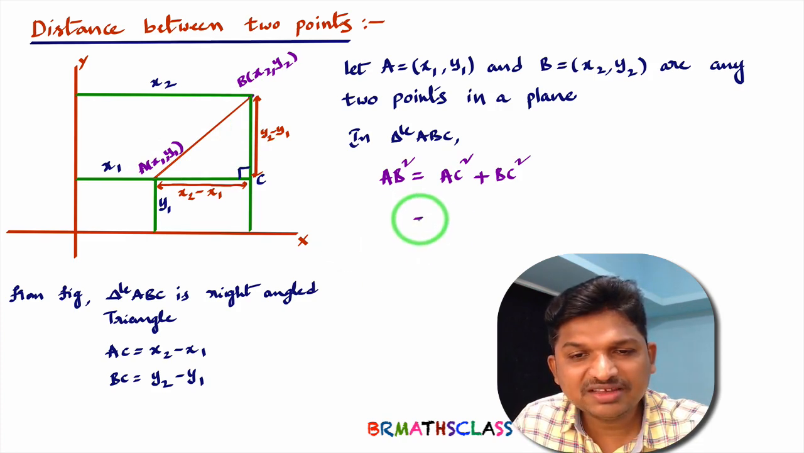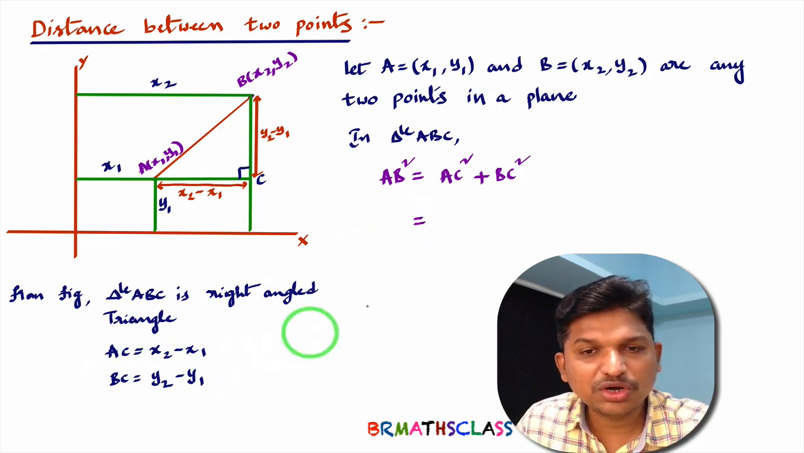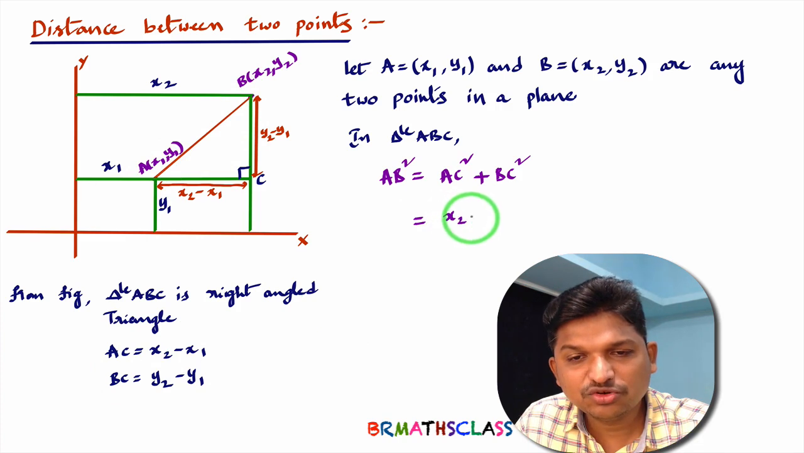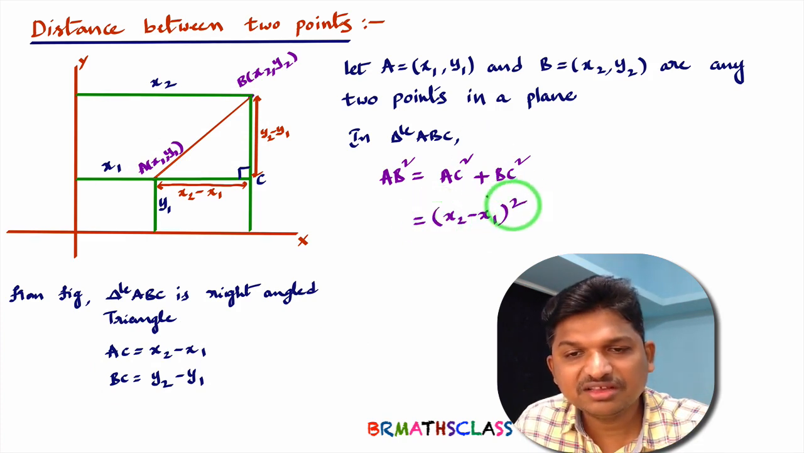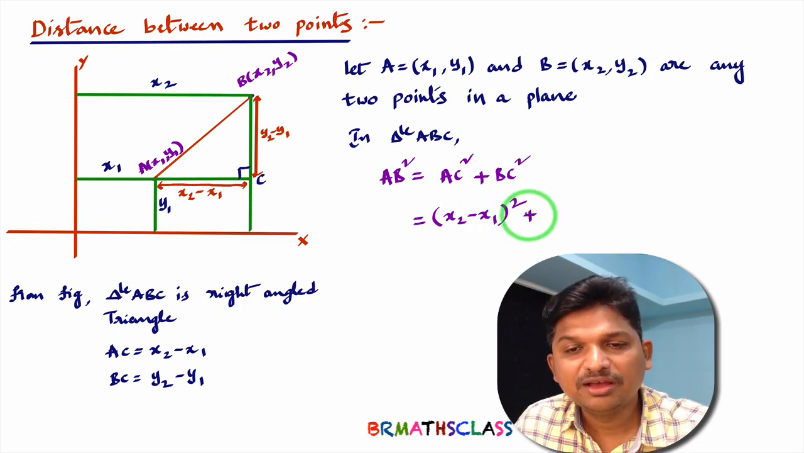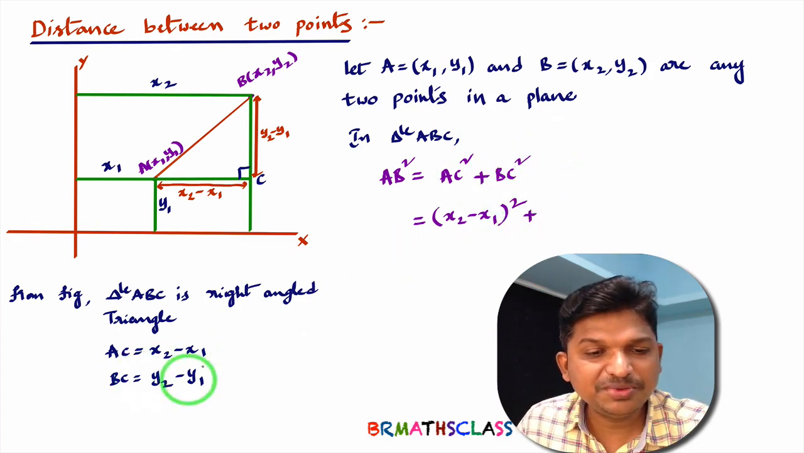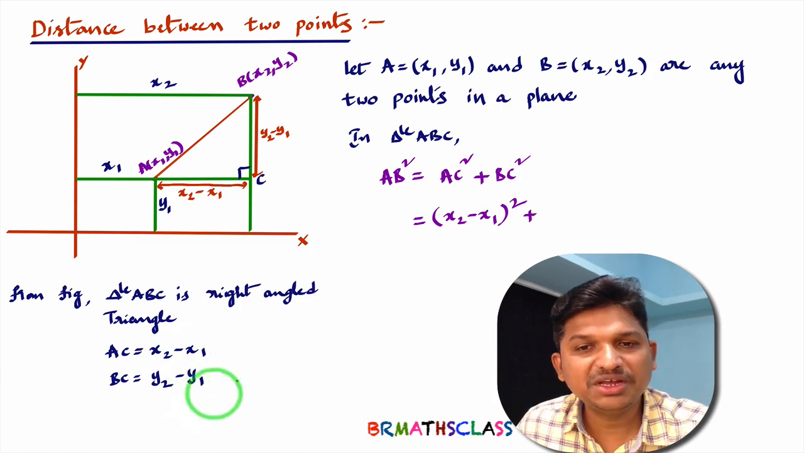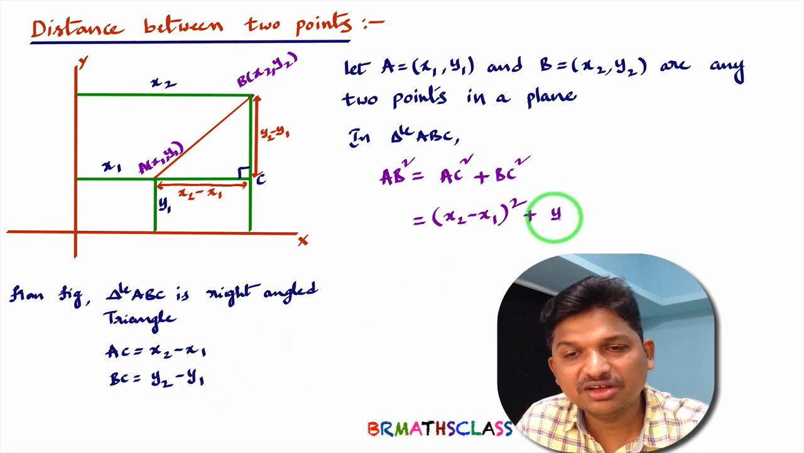Okay. What is AC? You see from figure we got what is AC? AC is x2 minus x1. Here AC square is there. That means x2 minus x1 whole square plus BC square. What is BC? BC is y2 minus y1. Here BC square is there. So that is, this is y2 minus y1 whole square.